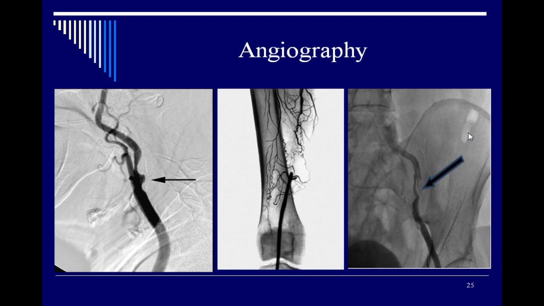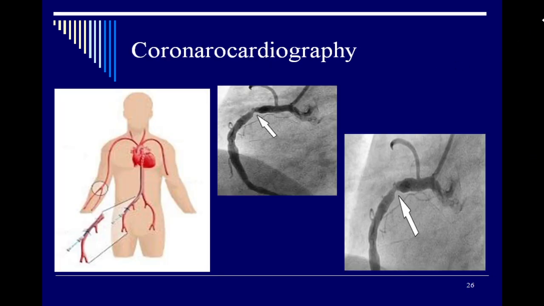Here you can see pictures of angiography and its results. Here you can see areas of the blockage of the blood supply. Coronarocardiography is also contrast investigation of coronary arteries. And here you can see examples of the pictures with the problems of blood supply. You can see blockage of blood supply of the coronary artery.